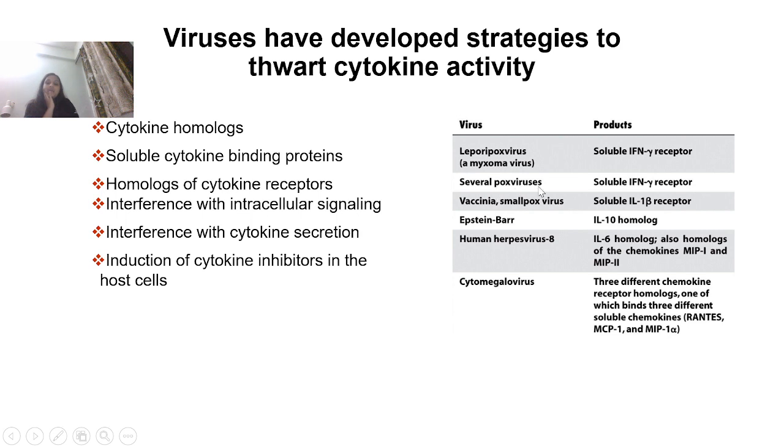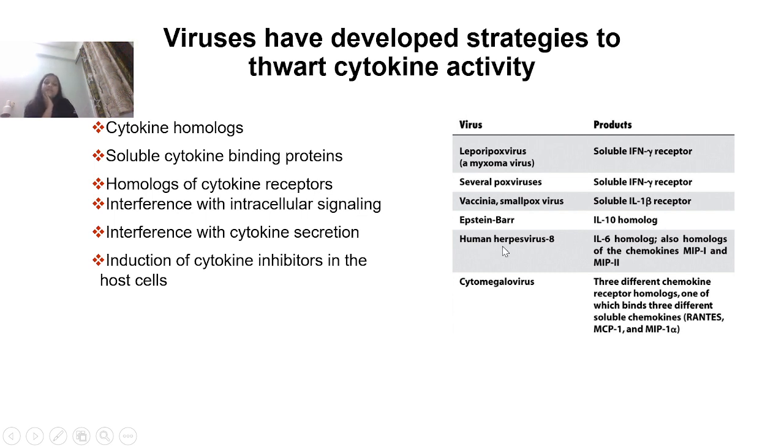Then there are several pox viruses which also can produce this IFN gamma receptor. Then vaccinia, which is a smallpox virus, produces the soluble IL-1 beta receptor. Then there is Epstein-Barr virus, which produces the IL-10 homolog, so that this IL-10 homolog will go and bind to the IL-10 receptor and there will be no signaling.